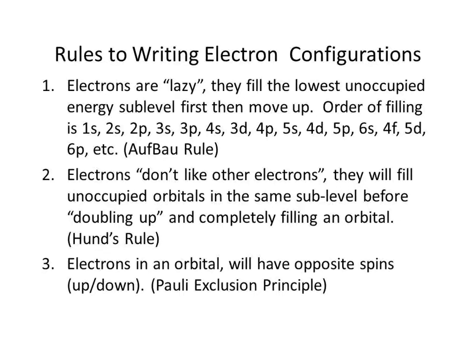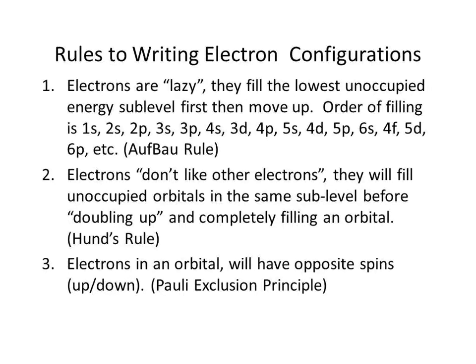Remember, electrons don't like each other. They're negative, and they're going to repel each other. So they will fill unoccupied orbitals in the same sublevel before doubling up and completely filling an orbital. Remember, an orbital holds 2 electrons. This is also known as Hund's rule. And lastly, electrons in an orbital will have opposite spins, up and down. This is called Pauli's exclusion principle.